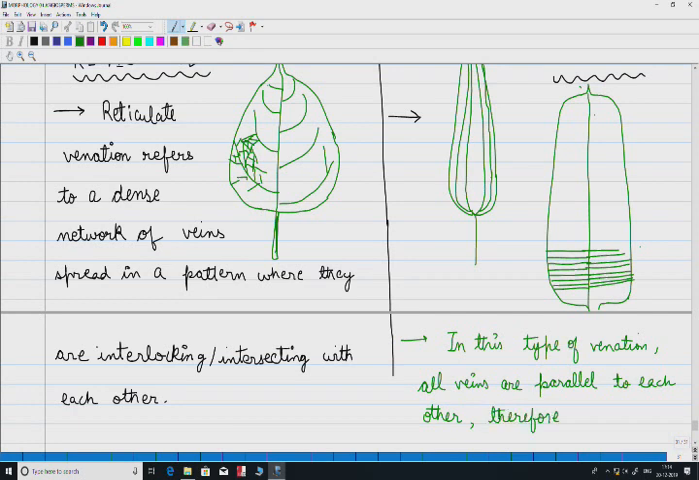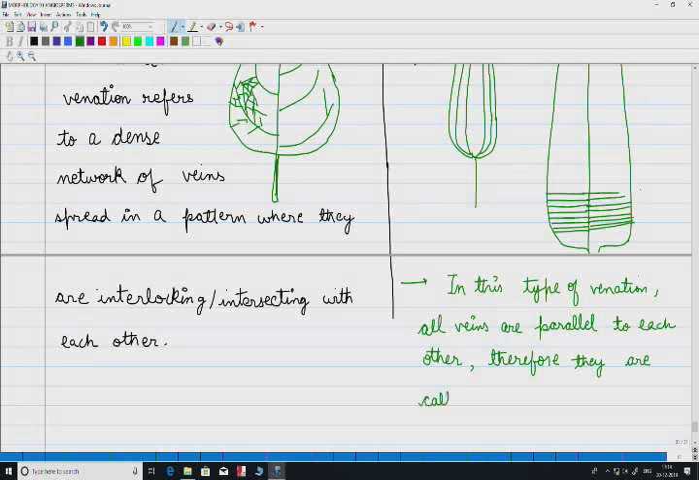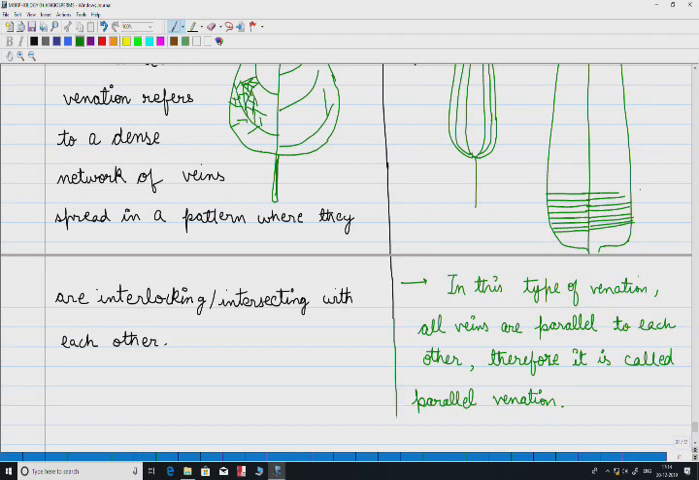Therefore, it is called parallel venation.